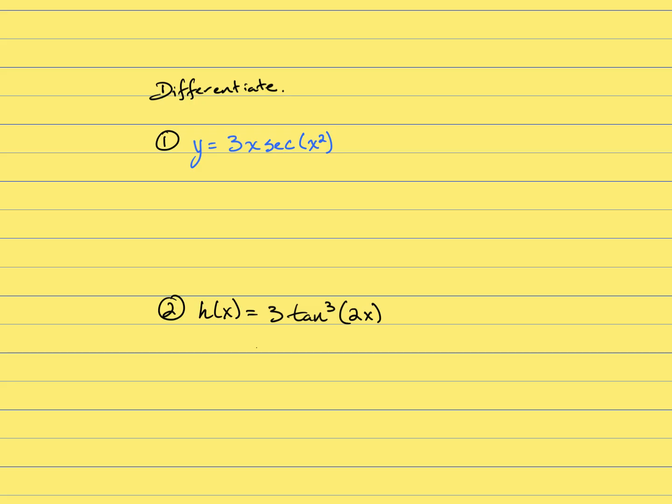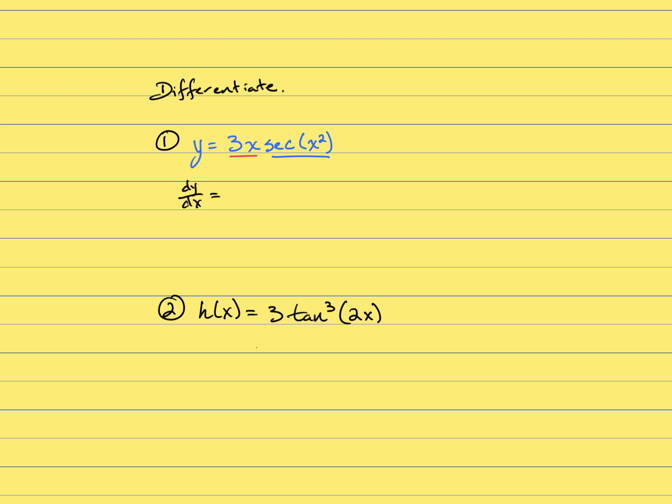All right, so this first one, I got y equals 3x secant of x squared. And so what's actually happening with 3x and secant of x squared? They're being multiplied. So what rule do I still need to use? The product rule. All right. And so this 3x is my first, and this secant of x squared is my second. All right. So how do I notate taking a derivative? dy dx.